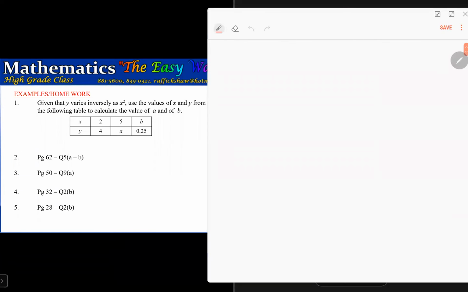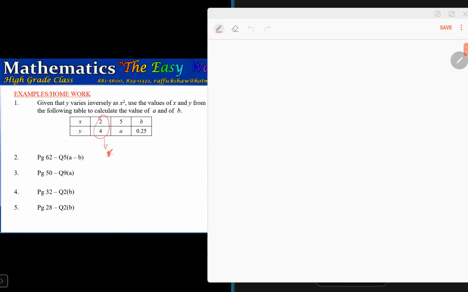So this question says, given that y varies inversely as x squared, use the values of x and y in the table to calculate the value of a and the value of b. In the table, this right here is a known pair of values that you're going to use to find the k. They always give you a known pair of values, but they give you the question in words or in a table. This one, they put the relationship in a table.